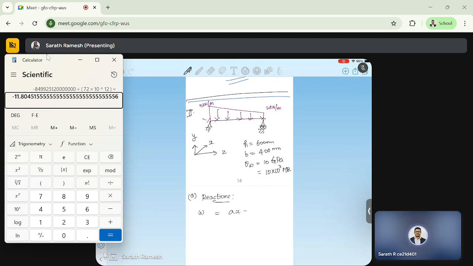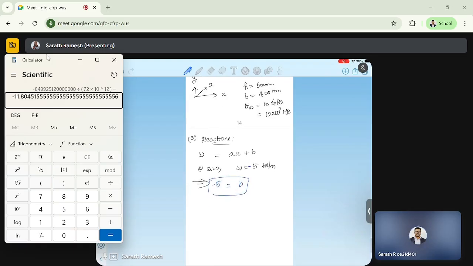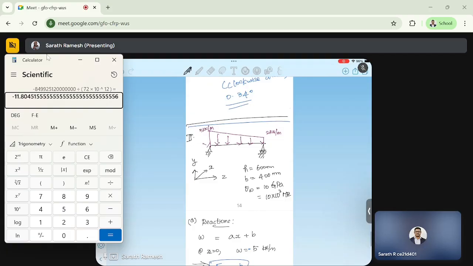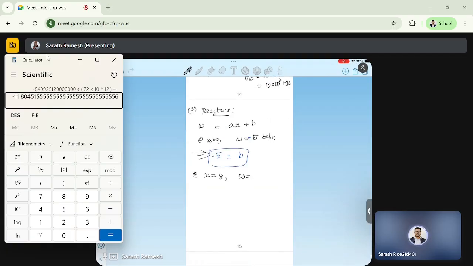So let me write W equals Ax plus B. So at x equals 0, my W is given as 5 kilonewton per meter. So that implies it's minus 5, right? Minus 5 equal to B. And at x equal to 8 meters, W equal to 2, minus 2.